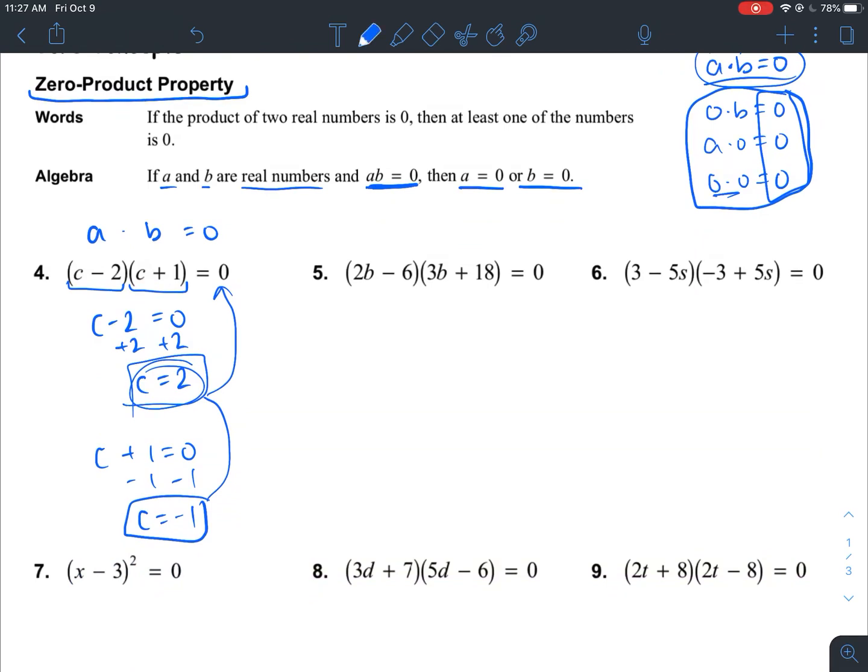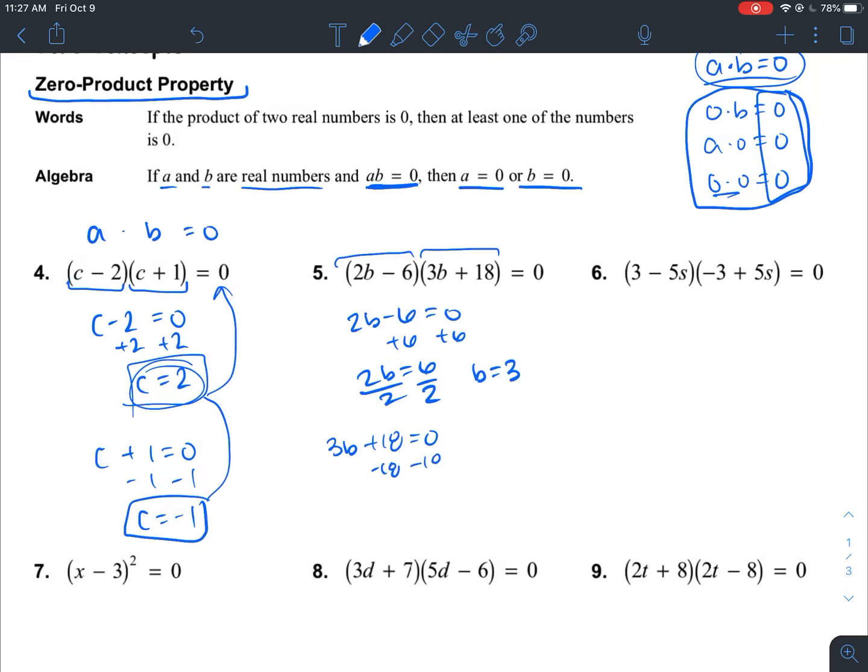Anyways, let's go to number 5. For number 5, again, we have two factors. This is a polynomial equation because it's equal to 0. So if these two factors are being multiplied and their product is 0, then either 2b minus 6 equals 0 or 3b plus 18 equals 0. So now solve for b. We add 6 to both sides, so 2b is equal to 6. Divide by 2, so b is equal to 3.